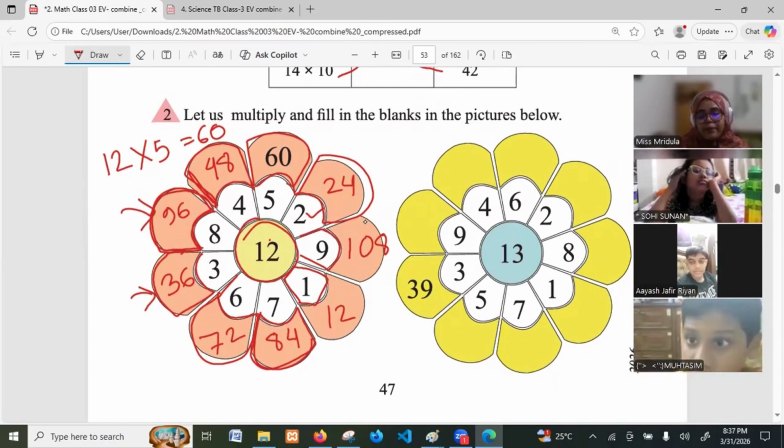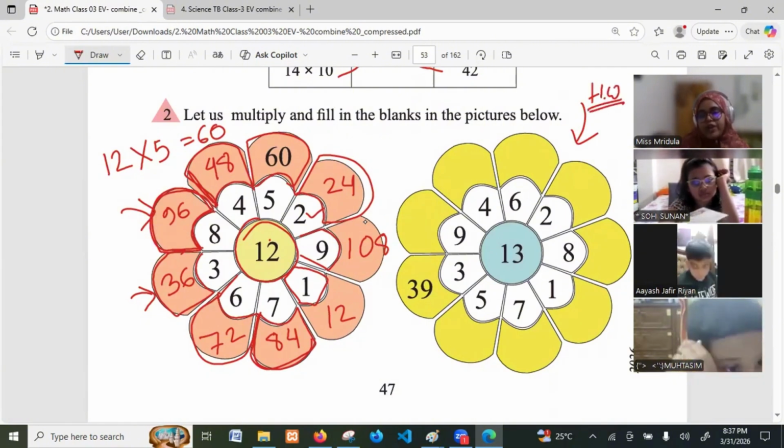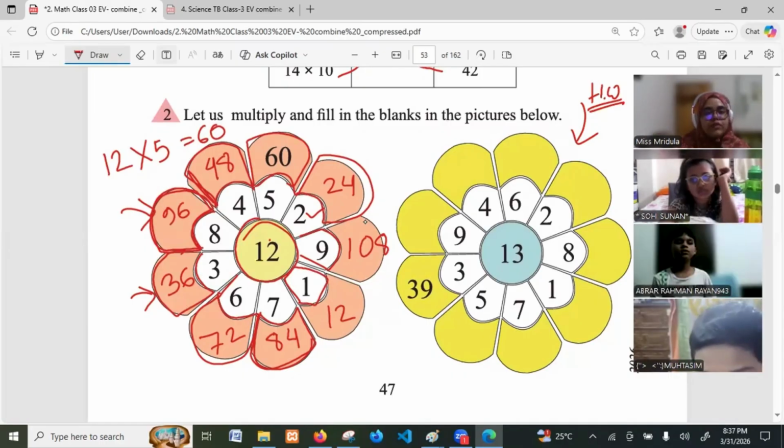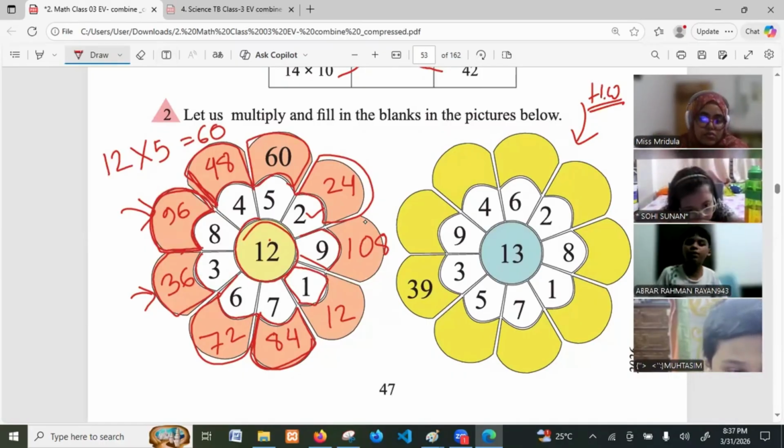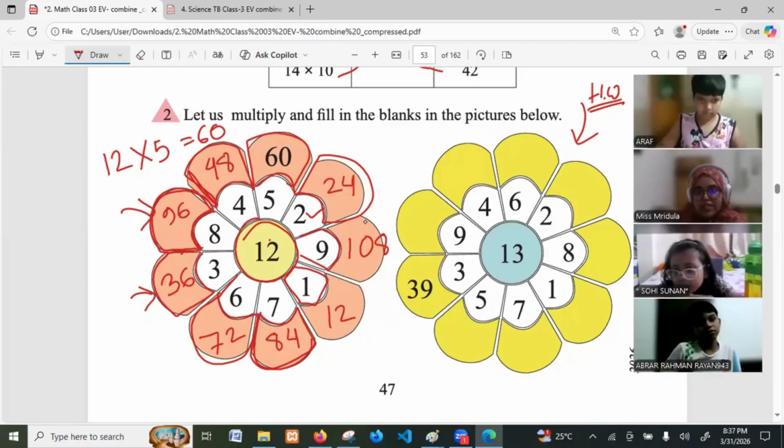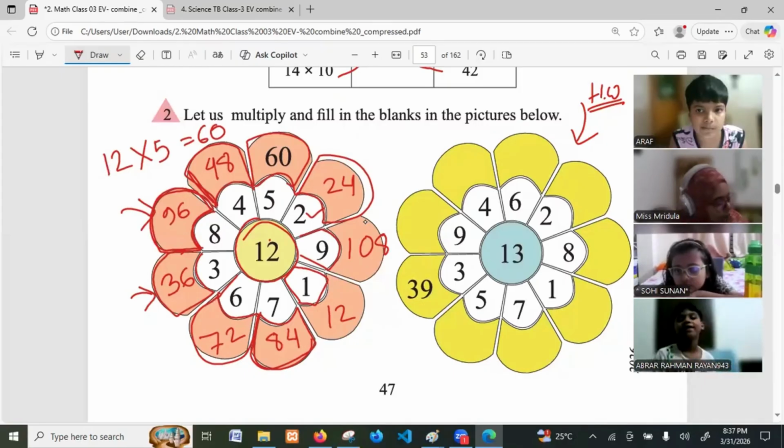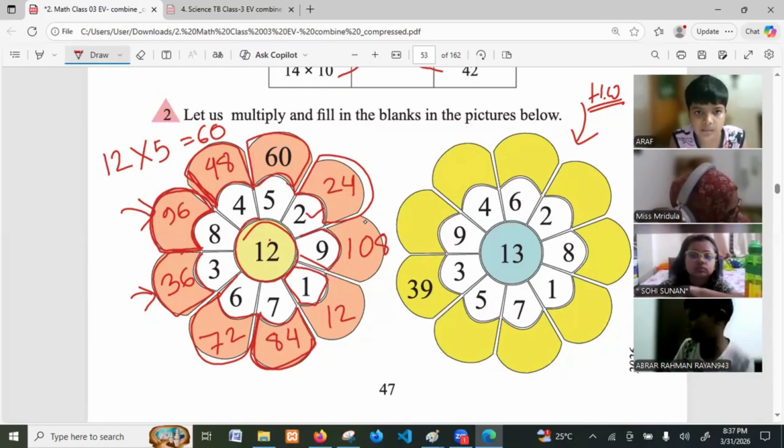Okay, so I'm gonna give you a homework. That is page number 47, number 2, this yellow flower. Okay, this is your HW. You have to complete the petals number. Will we do it in the book? I can't hear you properly, Abrar. Will we do the homework in the book? Oh, yeah, in the book.